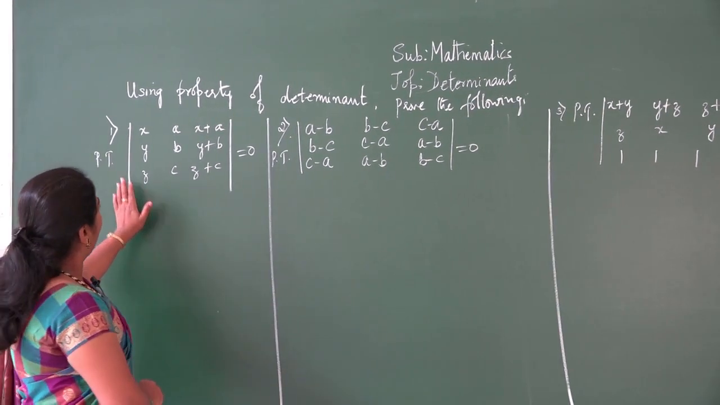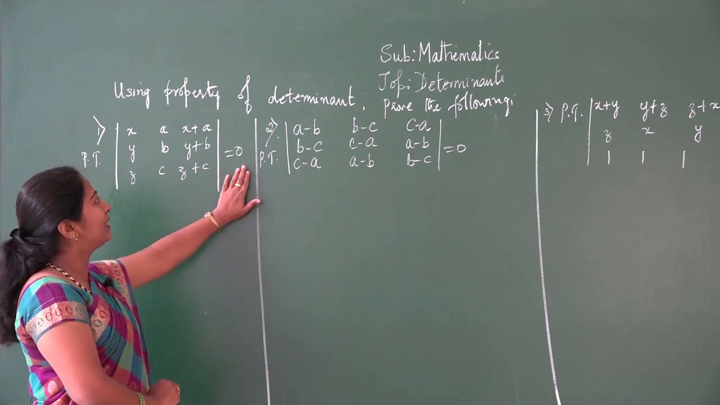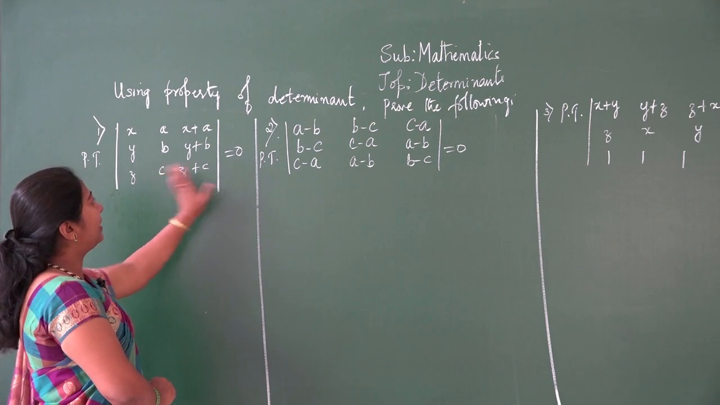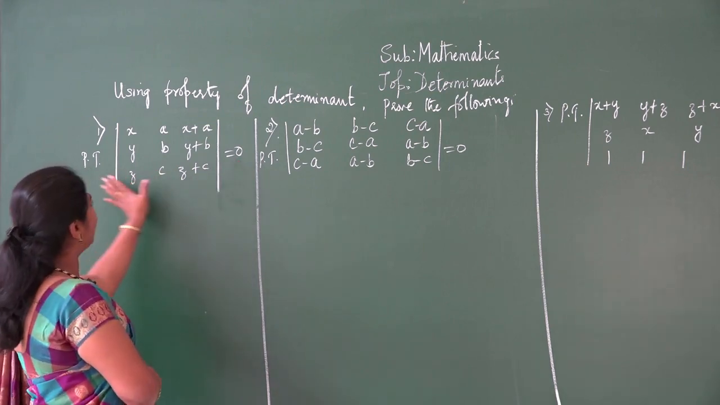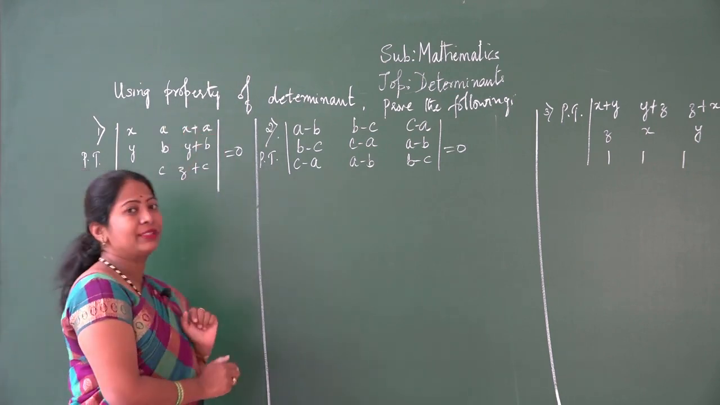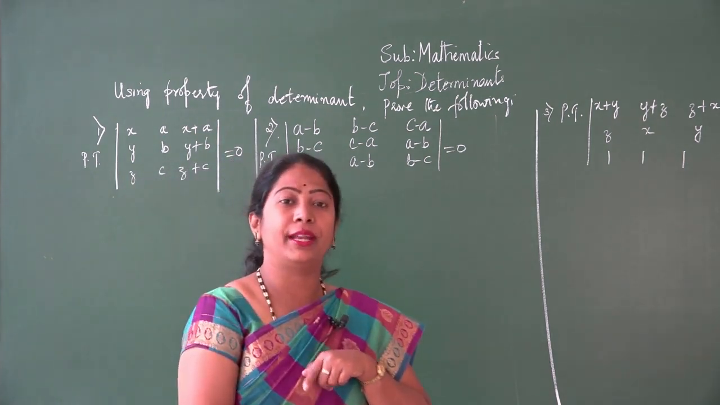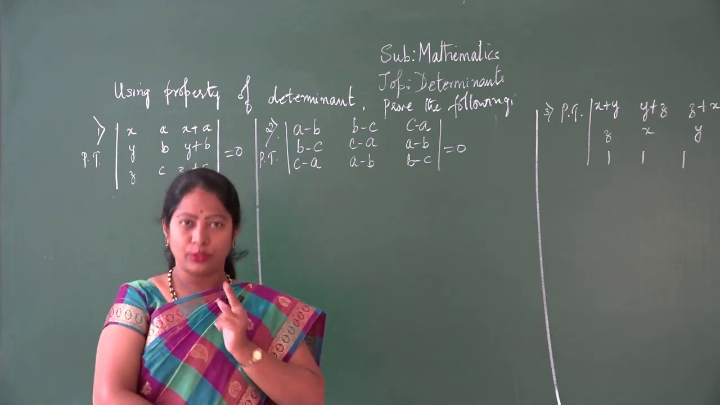Now, we have to first look at the RHS. When we look at the RHS, what is RHS? It is 0. We are supposed to prove this determinant is equal to 0. Once again I repeat, we are supposed to prove that the value of this determinant is equal to 0 by using properties of determinant. When we remember the 8 properties of determinant, which property states the value of the determinant is equal to 0?